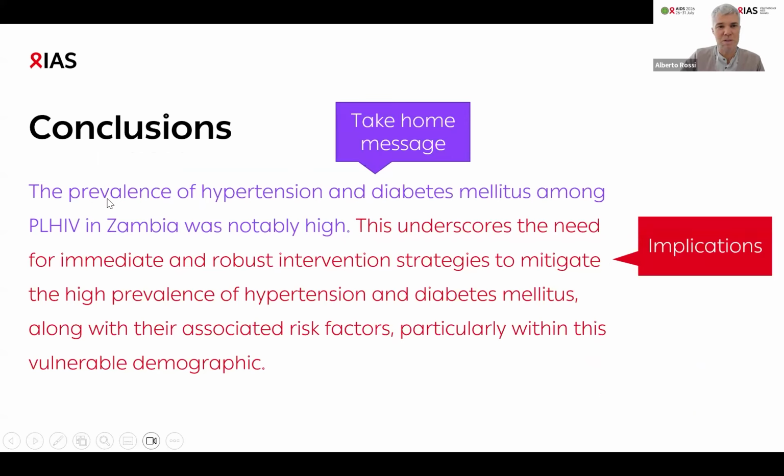Because there is a take-home message. The prevalence of hypertension and diabetes among people living with HIV in Zambia was notably high. And then there is a good implication paragraph. This underscores the need for immediate and robust intervention strategies to mitigate the high prevalence of hypertension and diabetes, along with their associated risk factors, particularly within this vulnerable demographic. So overall, this really conveys well the message of the study.